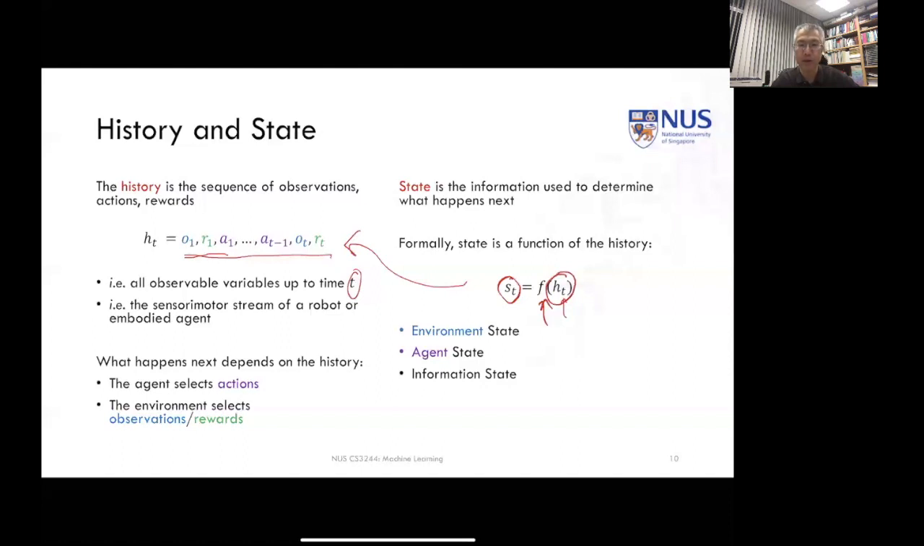And the state itself is fairly general, so we need to break it down into three different types of information: the state of the environment, the state of what the agent is doing or representing, and the information state in general. So let's take a look at what these three things mean in turn.